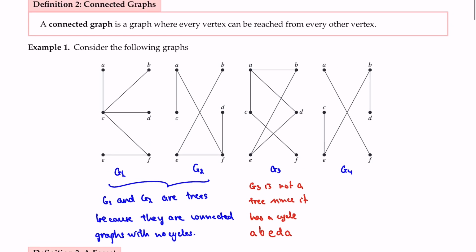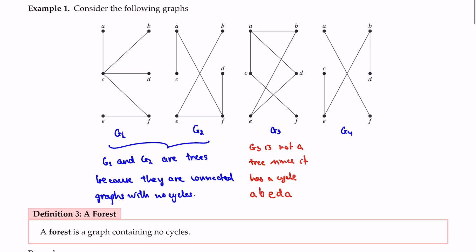Now G4 is not a tree because it's not a connected graph. How can I know it's not a connected graph? By the definition, a connected graph is a graph where every vertex can be reached from every other vertex. Here you can see you have an edge connecting A and F, and that's it. There's no connection between A and D, and no connection between F and C. That means there is no path for you to go from, let's say, A to D, or from A to C. Similarly, there's no path going from F to C, or F to D, or F to B, or F to E for that matter. Because this graph is not connected, it is not a tree. So G4 is not a tree since it is not a connected graph.